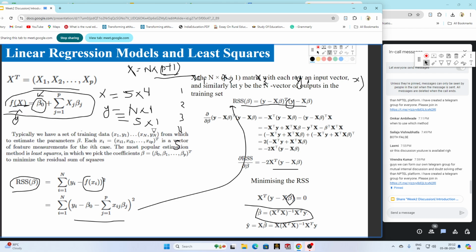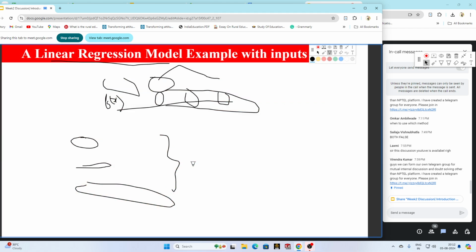So f(x), or y hat, will be equal to beta naught plus beta 1 x1 plus beta 2 x2 plus beta 3 x3 plus dot dot dot beta p xp. We will find our beta values for our best fit model, and we will find the equation for our best fit model. So this is linear regression and the least square method.